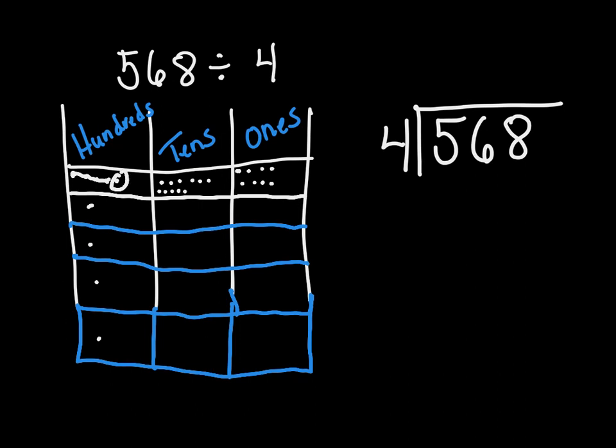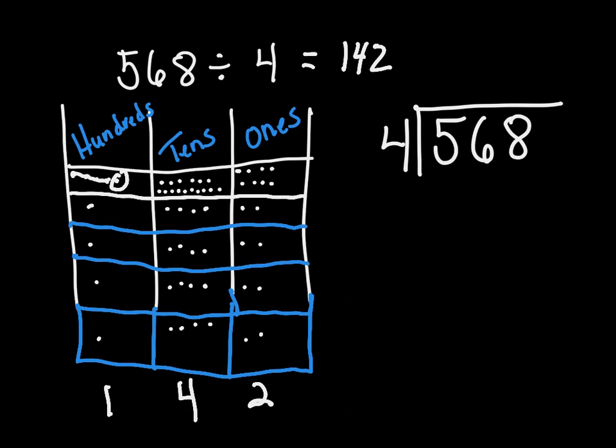1, 2, 3, 4, 5, 6, 7, 8, 9, 10. So now we have 16. And 16 is divisible by 4. So we'll split up 16. 1, 2, 3, 4, 5, 6, 7, 8, 9, 10, 11, 12, 13, 14, 15, 16. We have 8 ones, and we know 8 is divisible by 4. 1, 2, 3, 4, 5, 6, 7, 8. How many in the hundreds do we have? We have 100, we have 4 tens, and we have 2 ones. So the quotient to 568 divided by 4 is 142.